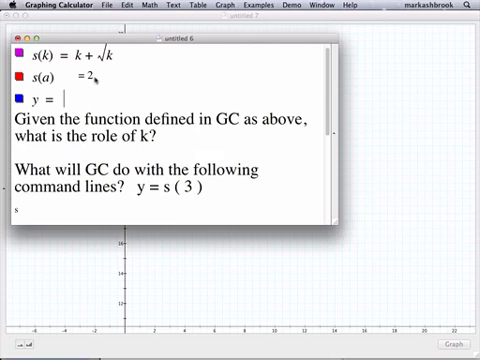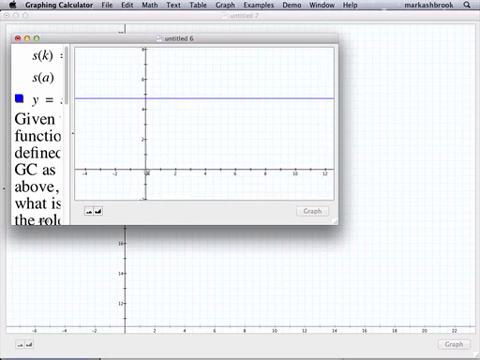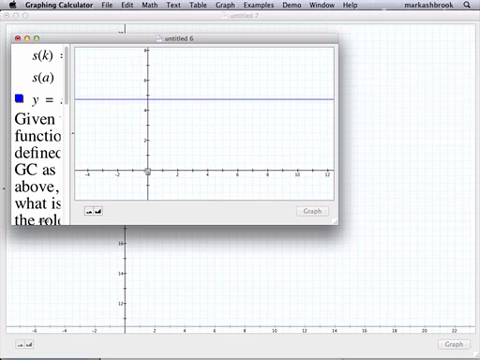So y equals, what did I say? S of 3? Did it graph the function S of k? Did it graph the function S of k, meaning the relationship of inputs to outputs for that rule, k plus radical k? Is that what it graphed? For that one example, it only graphed that one solution.